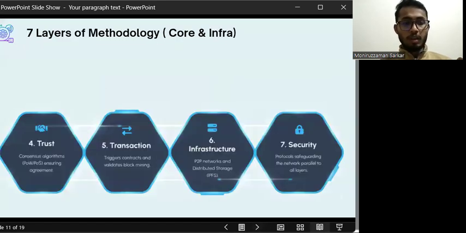Now, I will describe the other core layers, the core or infrastructural layers, among the seven layers. The fourth layer is the trust layer that manages the consensus mechanisms, and the fifth layer is the transaction layer. The transaction layer processes the blockchain transactions, and the sixth layer is the infrastructural layer that contains the peer-to-peer network and IPFS storage. And finally, the last layer is the security layer that protects the entire system from any types of attack, like malware attacks or unauthorized access, etc.